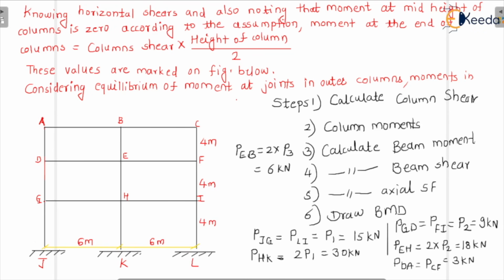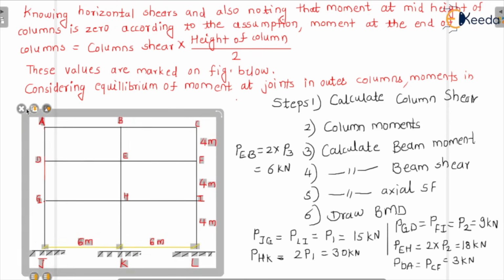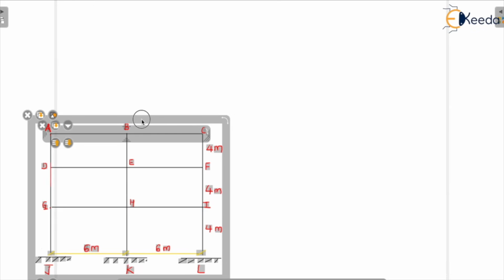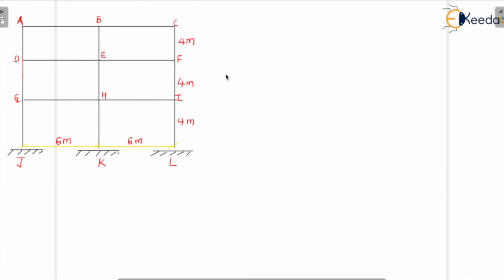So let me just, for our reference, better to keep this diagram in front of us. Okay, so step 2 is to calculate column moment. So what is the formula for that? Column moment is nothing but load into L by 2. Okay, P into L by 2. So let us start with the bottom story.